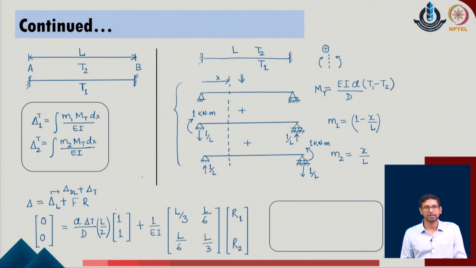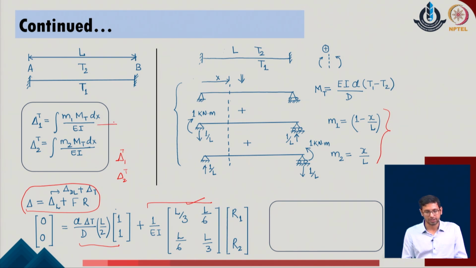Once we are able to accommodate these values, we can again calculate the flexibility matrix of the given system, which will be done in the same manner as we did earlier, and from these calculations we can evaluate the standard value of the given system, which is described by this expression. The flexibility matrix has been calculated similar to as earlier. The values of the parameters of the temperature load delta 1 T and delta 2 T have been described by these expressions. We can now see that MT is equal to EI alpha (T1 minus T2) upon D. M1 expression has been identified.